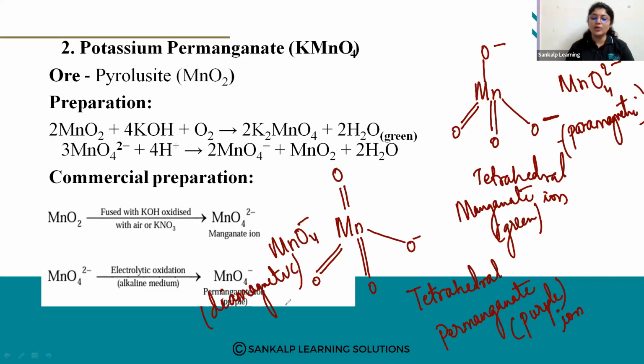Here the pi bonding takes place by overlap of p orbitals of oxygen with d orbitals of Mn. So why is it diamagnetic? Because of the pi bonding between the p orbitals of oxygen and the d orbitals of Mn. So these are the two main structures: the manganate ion and the permanganate ion. Understood? Any doubts?